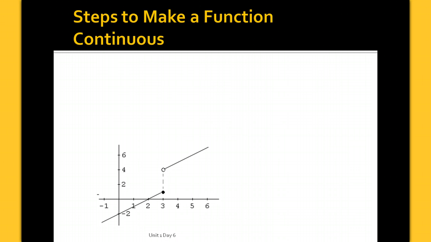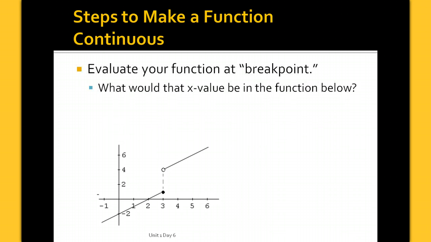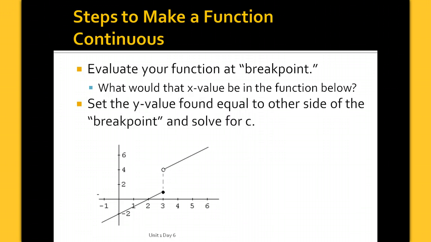Alright, so if we need to make a function continuous that otherwise would have been if it didn't have that break point, we'd start first by evaluating the function at the break point. And so in the function below, the x value would be x equals 3, where it has the break point. And then once we've evaluated at the break point, we're going to set that equal to the other side of the equation, and we're going to solve for c. So let's try that.